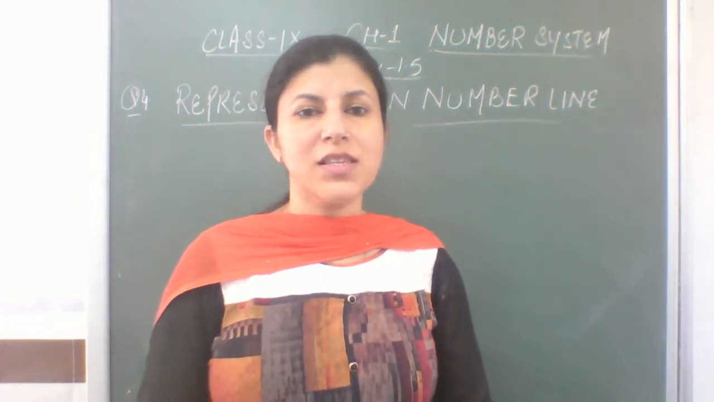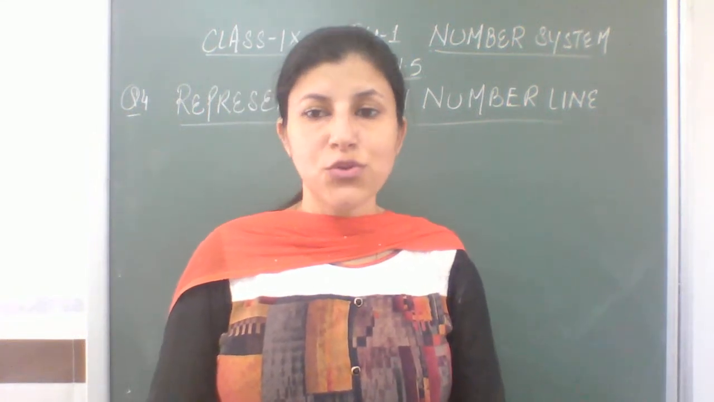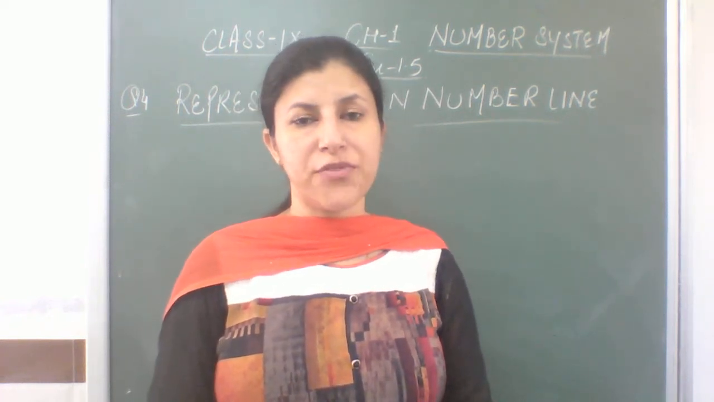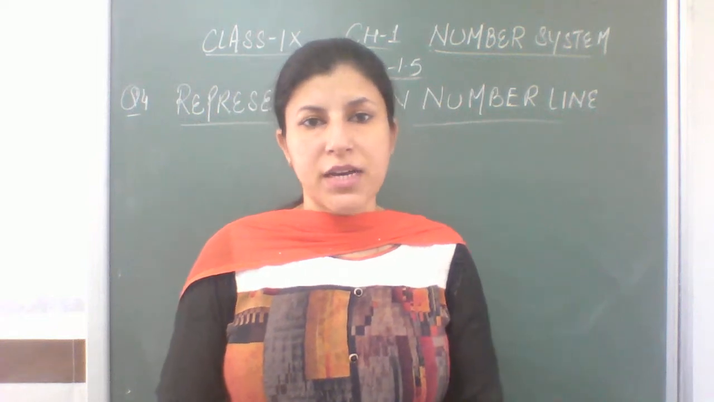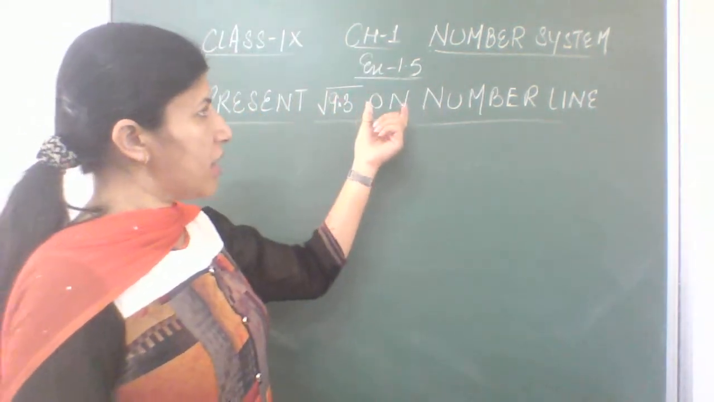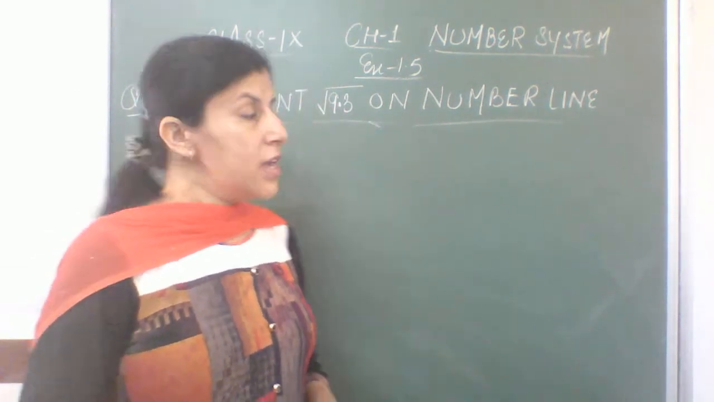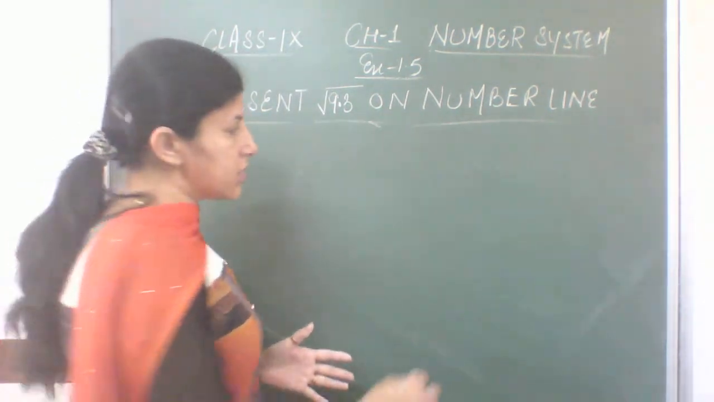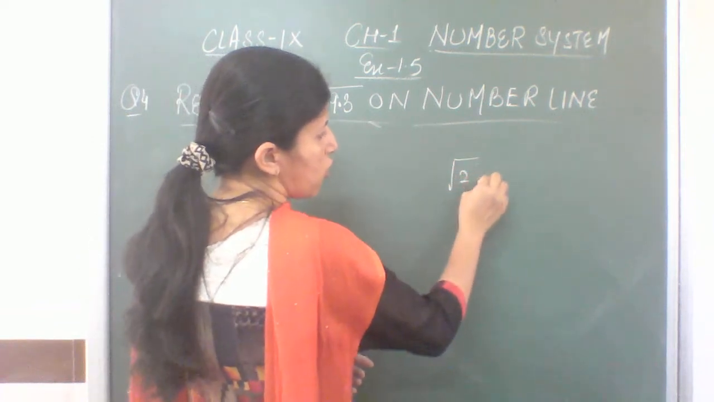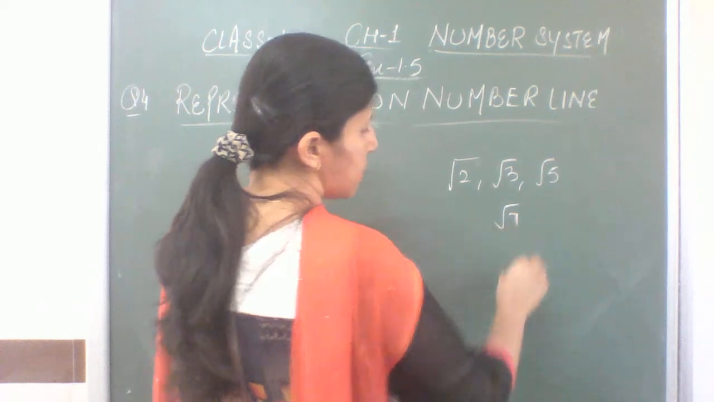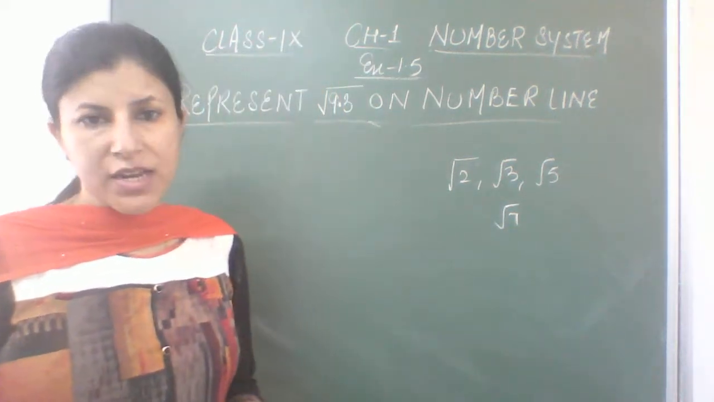Hello everyone, in this video we are going to learn how to represent numbers like root 9.3, root 7.5 on the number line. This is Exercise 1.5, Chapter 1, Class 9, Number System. As we have already learned in our previous exercises how to plot root 2, root 3, root 5, root 7 on the number line with the help of the square root spiral.